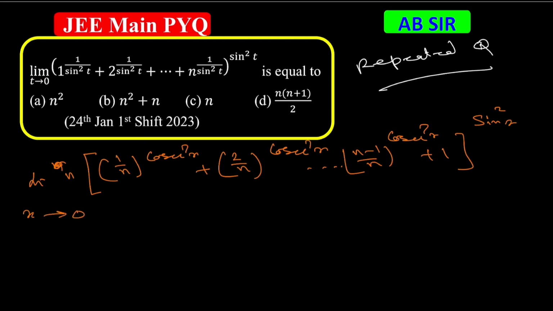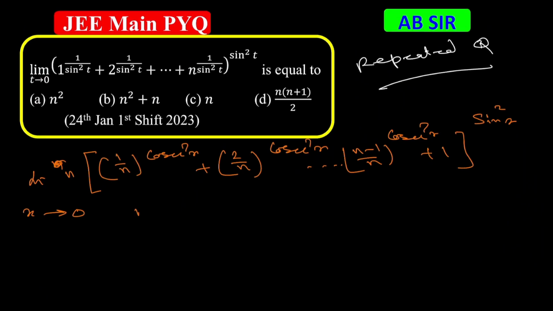Similar, same effect. So 1 by n, that is a fraction to the power cosec square x, a fraction to the power infinity is 0. This is 0. Just 1 is remaining there, 1 to the power anything is 1. So finally, the answer is coming to be n into 1, that is n. So option C is the right answer.